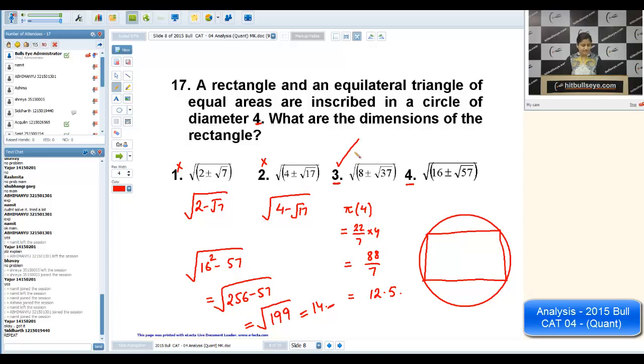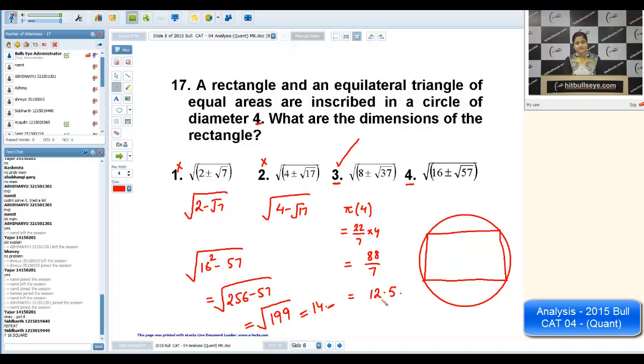See what I'm doing here. We have a circle whose diameter is given as 4, so the radius will be 2. By applying the area formula, the area will be 12.5. If dimensions are given, Siddharth, see, I'm taking the last option.